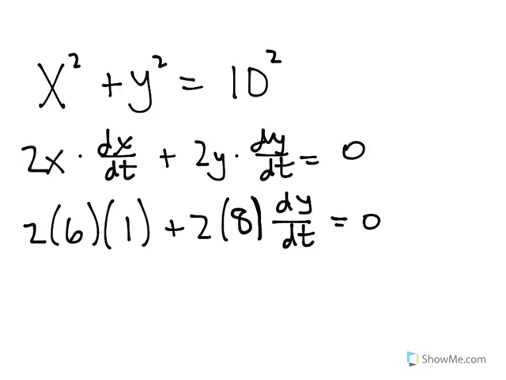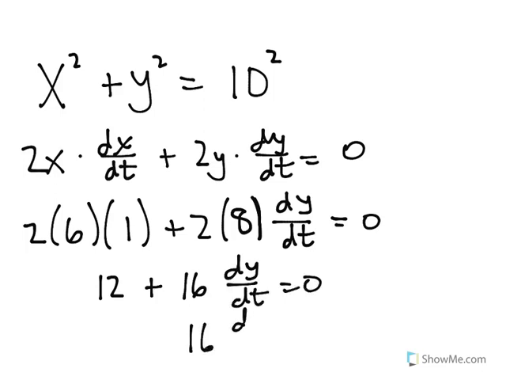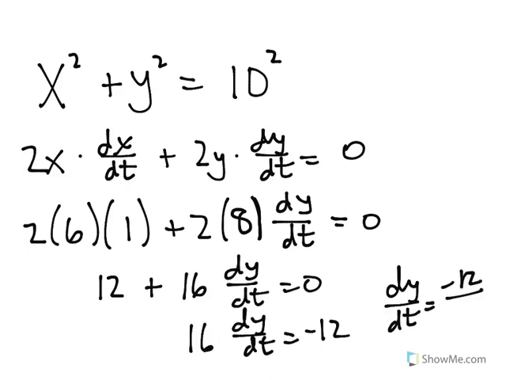Okay, go ahead and simplify and solve for dy/dt. This says that 12 plus 16 dy/dt is equal to 0. That means that 16 dy/dt equals negative 12, so dy/dt equals negative 12 over 16. Okay, and you could reduce that, of course, divide by 4, that's negative 3 over 4, and the units on that are feet per second.